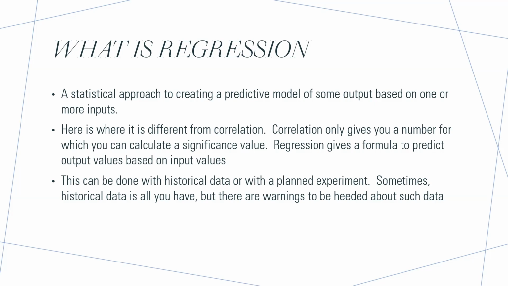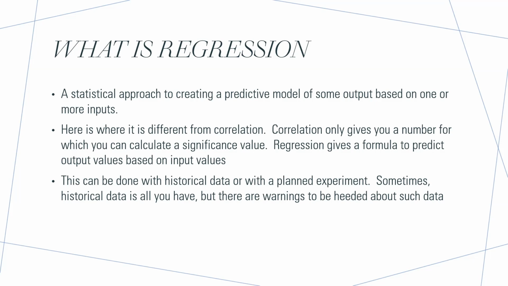Regression is a statistical approach to create a useful model for predicting the behavior of some dependent variable, usually labeled Y, based on the variation in one or more independent variables, X or X's. Unlike correlation, it gives you an equation to predict Y from X or X's. One advantage of this method is it can be done using historical data.